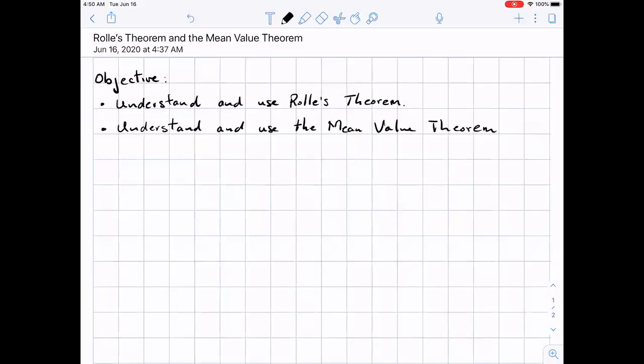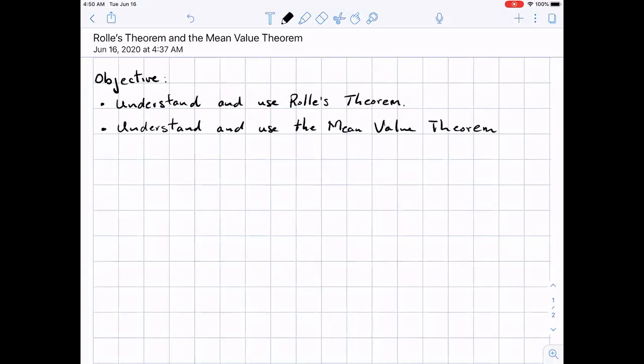We will look at Rolle's theorem and the mean value theorem. Our objective is to understand and use Rolle's theorem and the mean value theorem. As a reminder, a theorem is something we can just use. We don't ever have to prove them to anyone. But sometimes you will prove a theorem to show that it actually works.